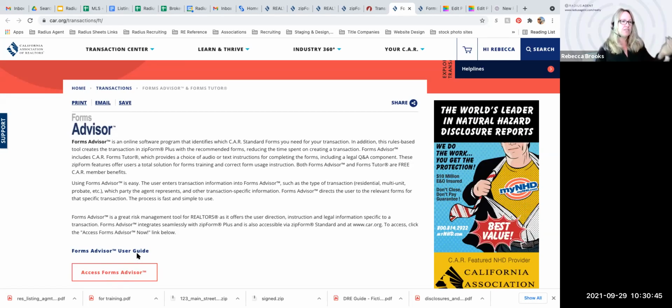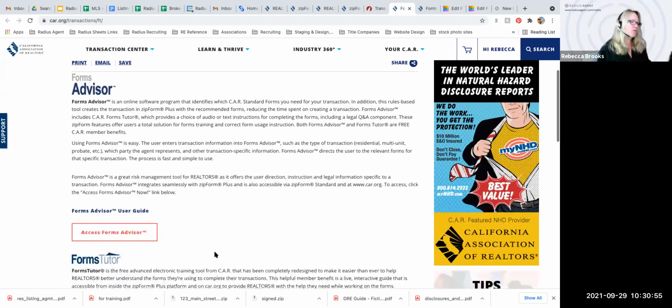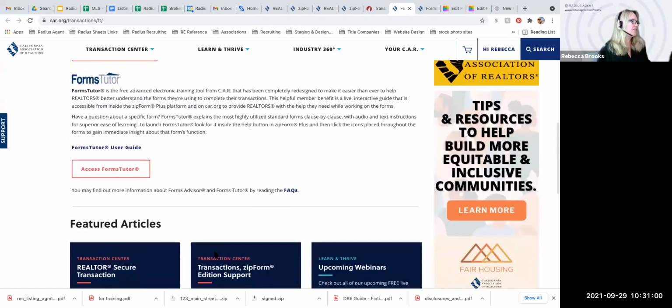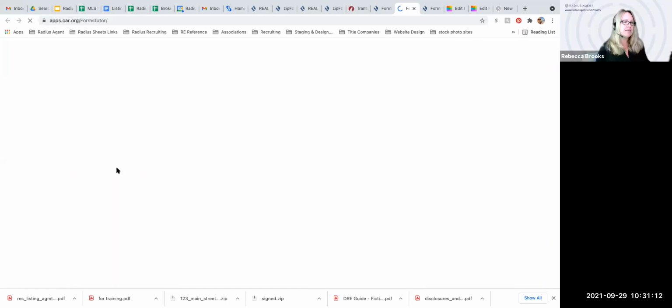As an agent, you can answer all the questions, and then the zip forms library is going to auto populate forms that you need for your scenario. Okay. I don't use that one very often. Obviously, just because zip forms says that you need to use the form, you're still going to want to comply with our compliance requirements on Radius's side. Okay. But I do always use the forms tutor option, and I'll show you what that looks like if you guys haven't played around with this yet.